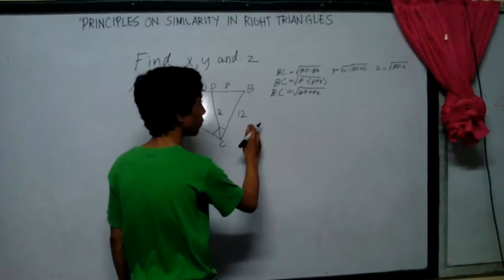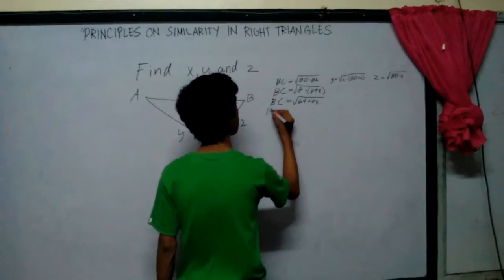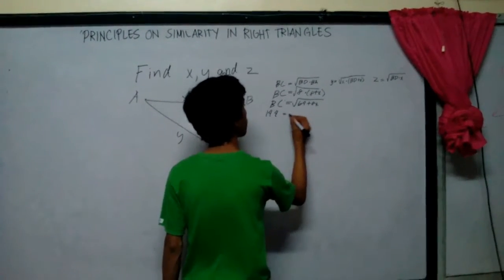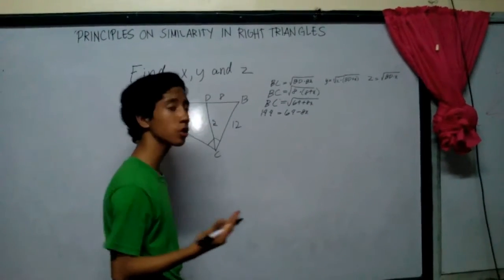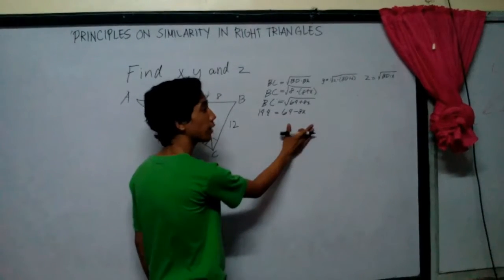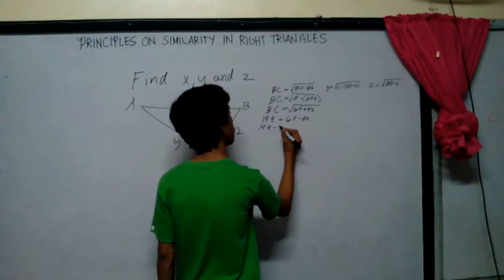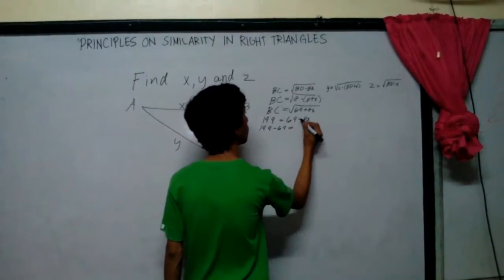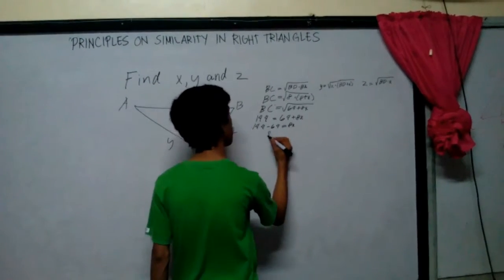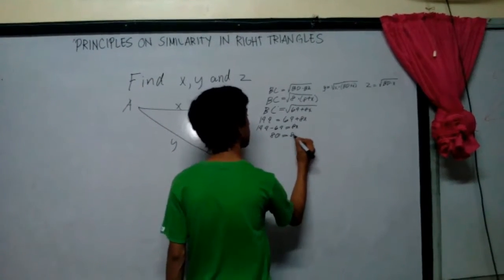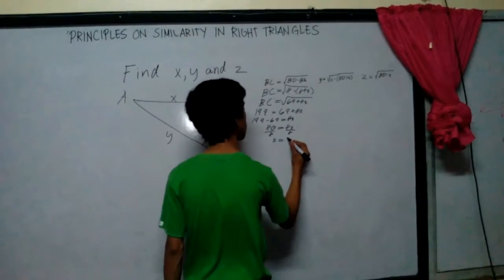Now, let us multiply. BC squared will be equal to 64 plus 8x. Since BC is equal to 12, we can remove the radical sign by squaring 12. That would be 144 is equal to 64 plus 8x. By means of transposition, we can remove 64 from the right hand side and move it to the left hand side. 144 minus 64 would be equal to 8x. 144 minus 64 is 80. 80 is equal to 8x. Divide both sides by 8. x would then be equal to 10.